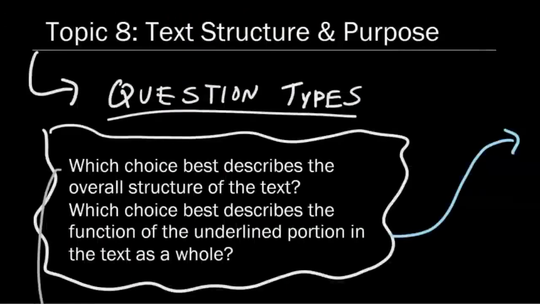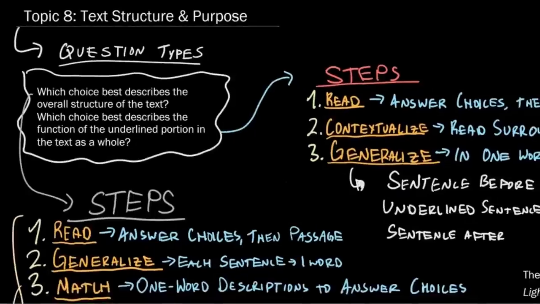All right, topic 8, text structure and purpose. This is one of the most important skills that will show up on your SAT. Guaranteed these questions will be on there. There are only 2 question types, and I guarantee there will be at least 1 or 2 of these questions on that exam. So for question types here, we have: which choice best describes the overall structure of the text? This is almost word for word on every SAT.